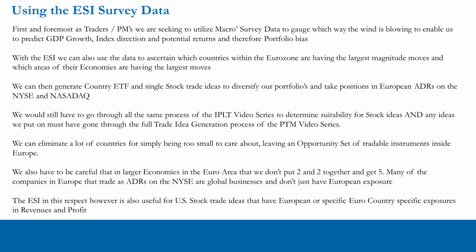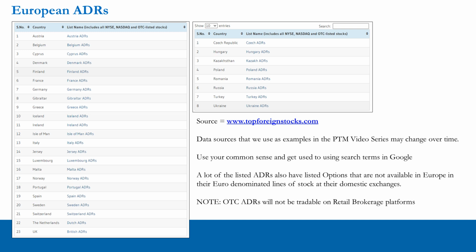Now, in terms of European stocks that trade on the New York Stock Exchange or in the US, there's a decent source, and you can go to this source to have a look at a list of all of the stocks that trade as American depository receipts, ADRs, on the New York Stock Exchange and NASDAQ. That is topforeignstocks.com. But this is at the time of recording, guys.